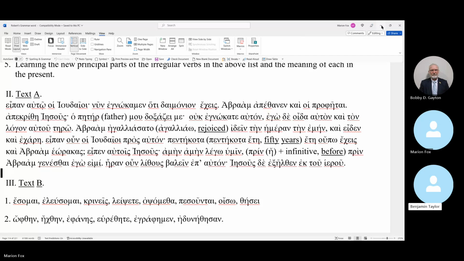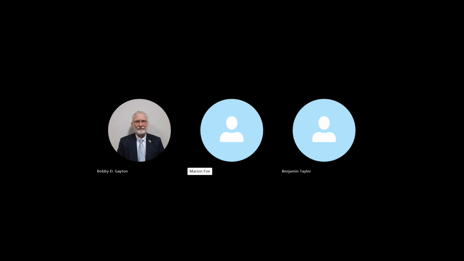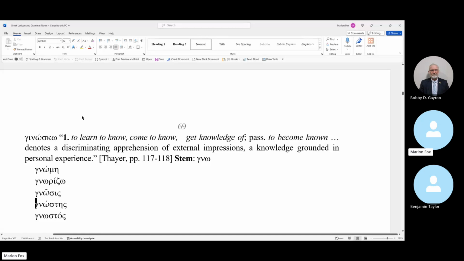Can oida also have the sense of I hear him? It's the idea of seeing. It can be with the idea of seeing something. Well, let's look at it right in here in just a minute. There's ginōskō, to learn to know, to come to knowledge, get knowledge, become known. Knowledge grounded in personal experience.